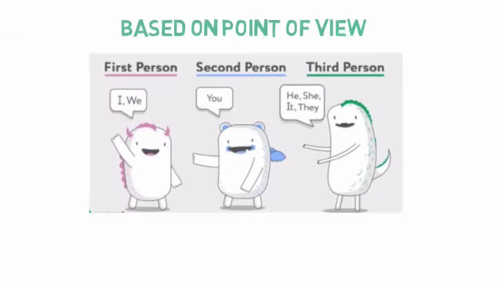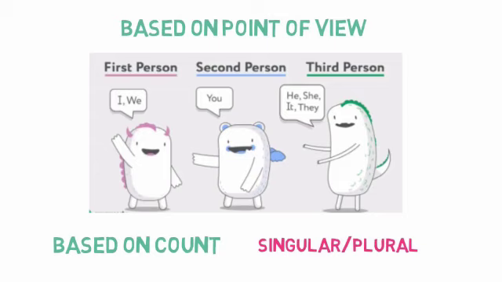So students, based on point of view, the subject may be in first person, second person and third person. We all know that in first person we have I and we, in second person we have you, and in the third person we have he, she, it, they, etc. And based on count, the subject may be singular or plural.